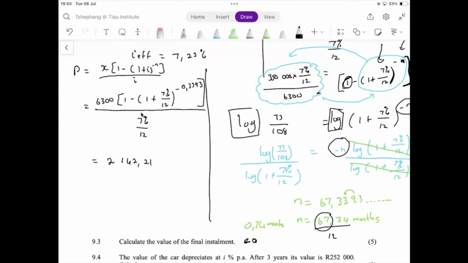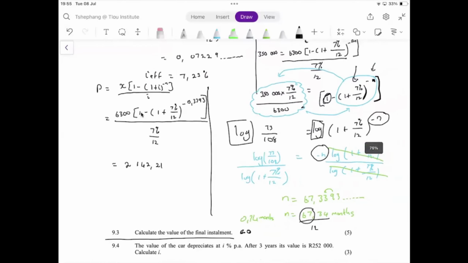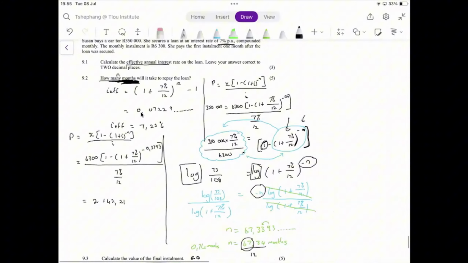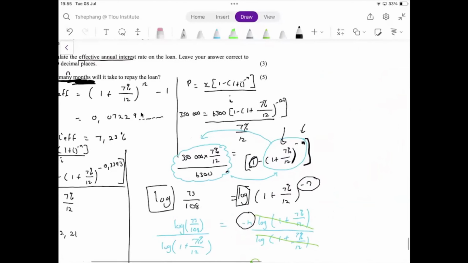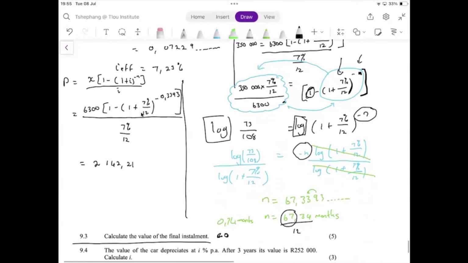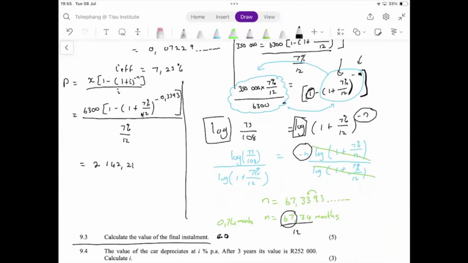Here is the question. Calculate the value of the final installment. Okay, let's do this. So we're looking for the final installment, and the statement was this. Great question from Zakari. How do we know we didn't pay the 0.34? Because that's what they are asking us. The question is saying the final installment. That 0.34 is what they are asking us. We haven't paid it yet. They want to know what it is going to be.